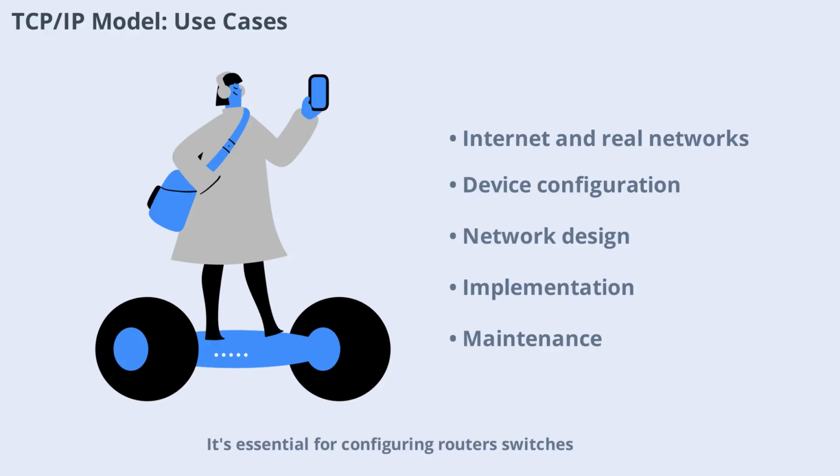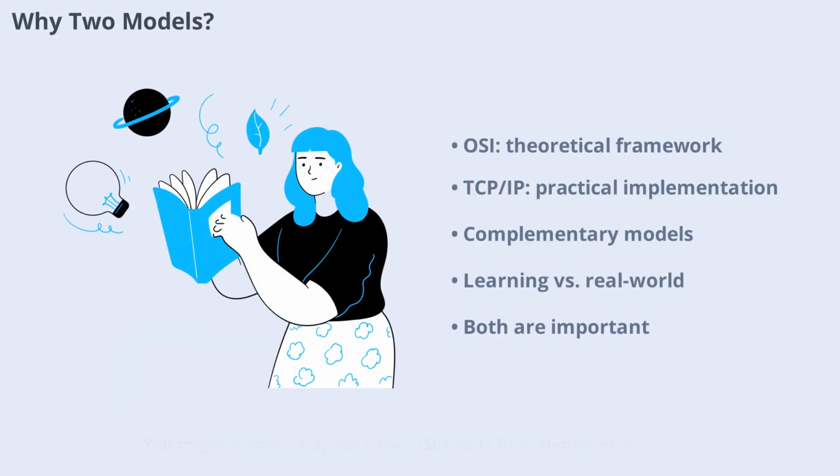The TCP/IP model is used in real-world networking, forming the basis of the internet and most modern networks. It's essential for configuring routers, switches, and other network devices. Network engineers and administrators rely on the TCP/IP model for designing, implementing, and maintaining networks, making it a practical tool for everyday operations. You might wonder why both the OSI and TCP/IP models exist.